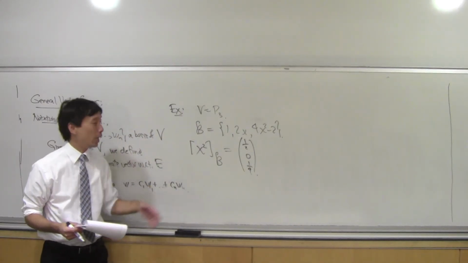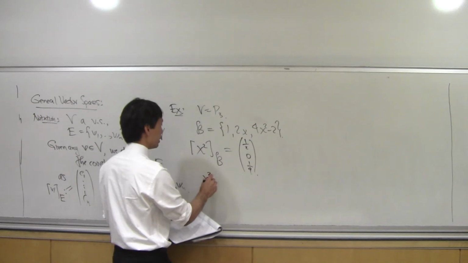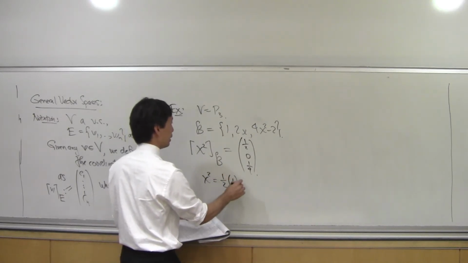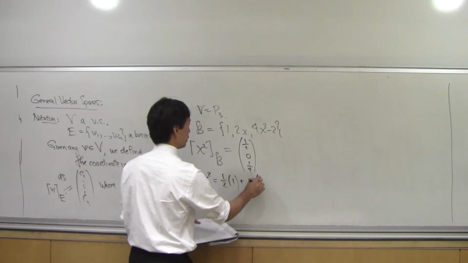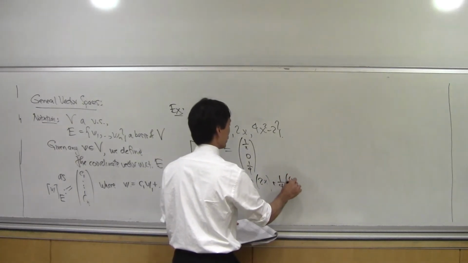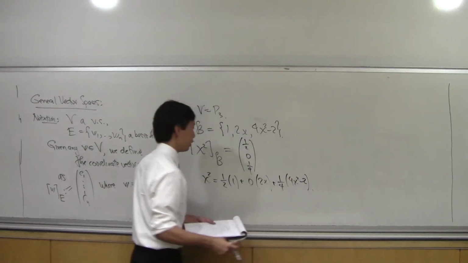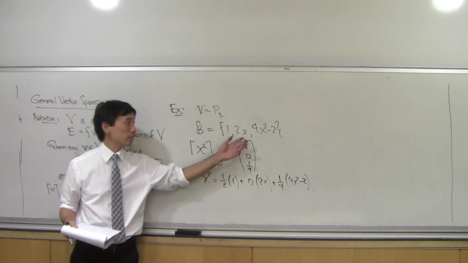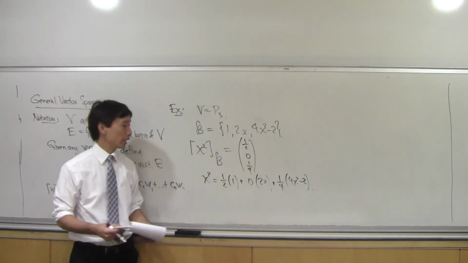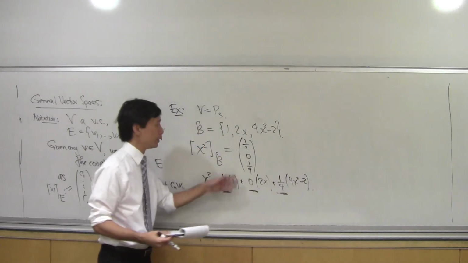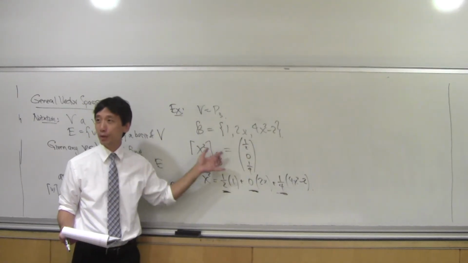Why? Because x squared, if you do a little bit of work, you see that it's 1/2 of 1 plus 0 times 2x plus 1/4 of 4x squared minus 2. And that's the only way you can get x squared as a linear combination of these. So you take these coefficients and use them as the coordinates of your vector.